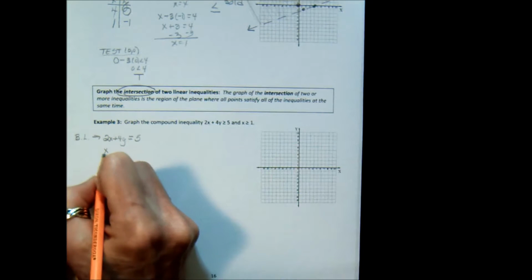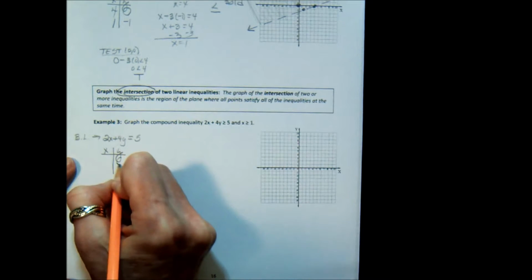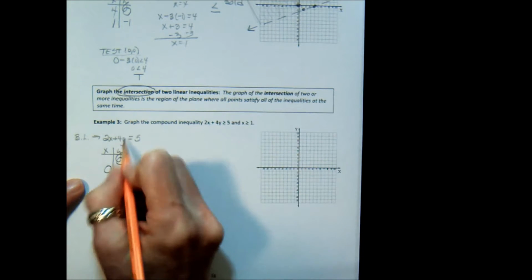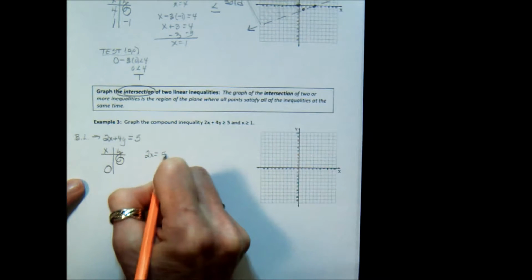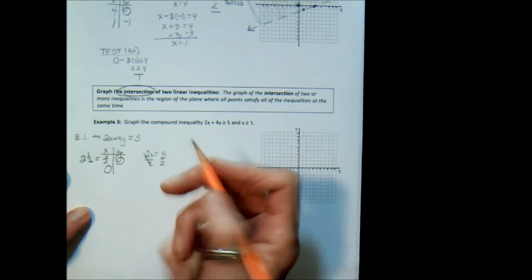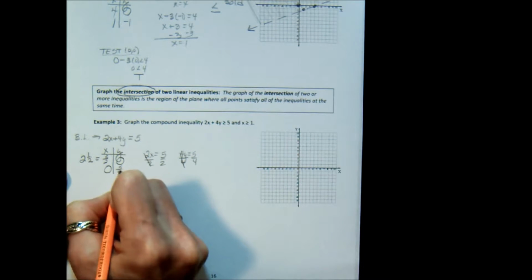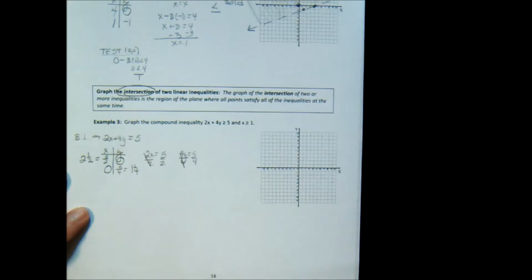We need an xy table. I can either do the intercepts or just pick points, but since neither one of my variables has a 1 in front of it, it's going to be easier just to do the intercept points. So I'm going to put in a 0 for the y and then a 0 for the x. A 0 for the y is going to give me 2x equals 5, divide by 2, and I get x equals 5 halves. For ease of graphing, I'm going to change that to 2 1/2, a mixed number. Now I put the 0 in for the x, and that's going to give me 4y equals 5. Solve for y, and I get y equals 5/4. Again, for ease of graphing, I'm going to use 1 1/4.